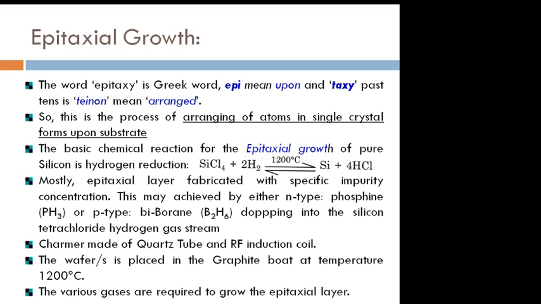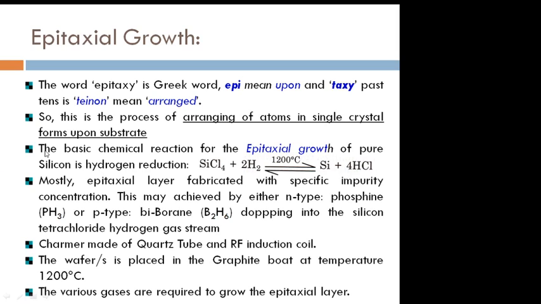In this process, we are basically arranging the atoms in a single crystal upon the substrate. We have a wafer, so the wafer is considered to be the substrate. On this substrate we are going to fabricate well organized different components, and for these components we need a very uniform layer. That is, we require a very nice growth of one layer, and this layer is referred to as an epitaxial layer, and we are making the growth of it, so the name epitaxial growth has been given. Now how are we going to do it?